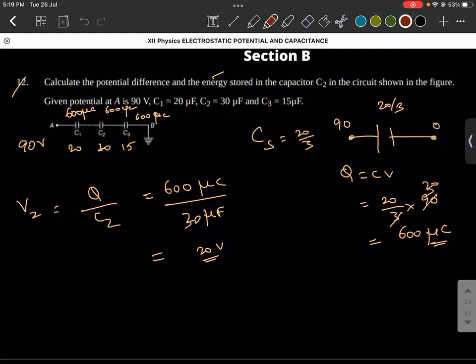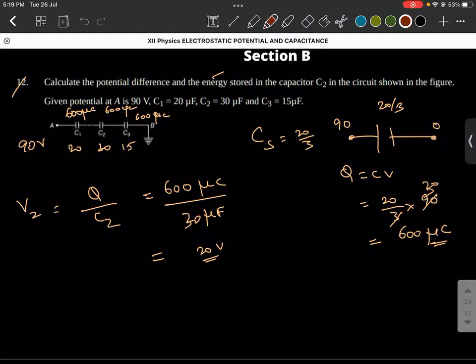For my satisfaction, can you calculate C1 and C3 as well? C1 is 30. Correct. So if you add everything, are you getting 90? Yeah, coming to that. So now it is 20.